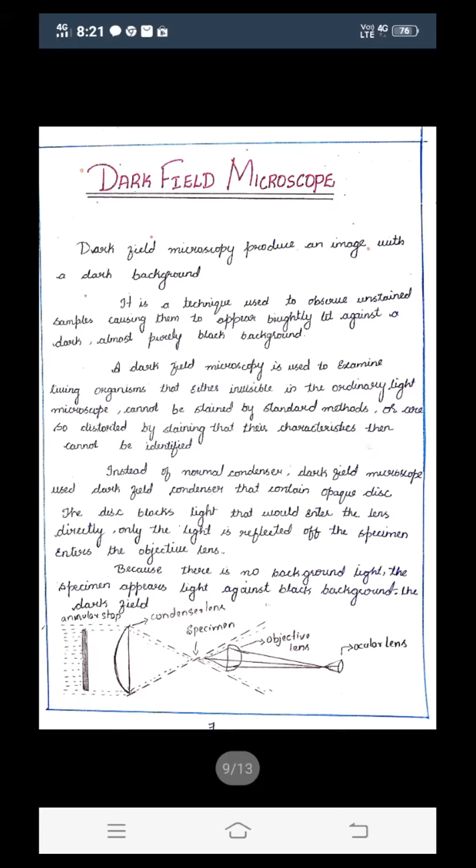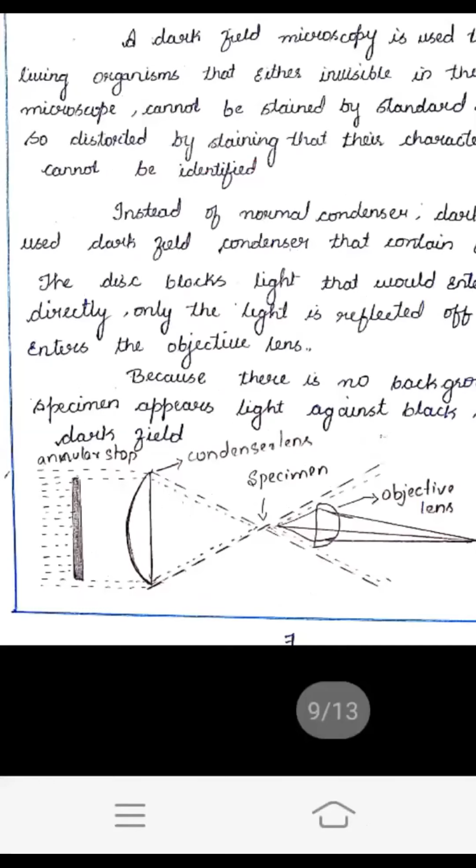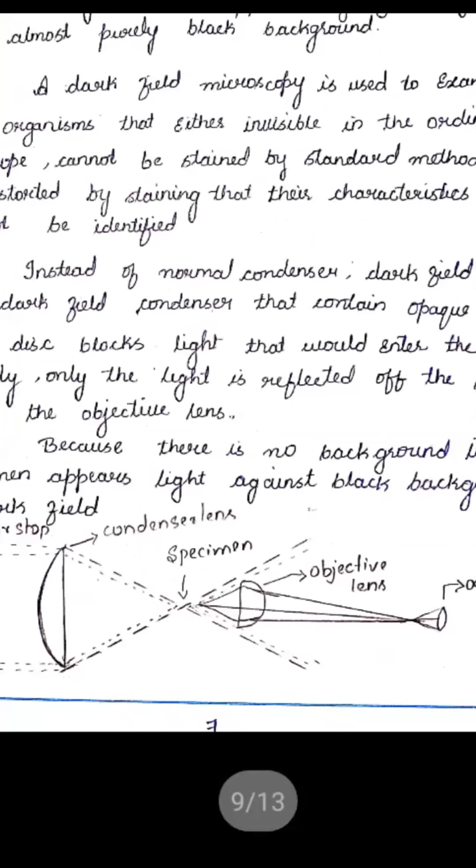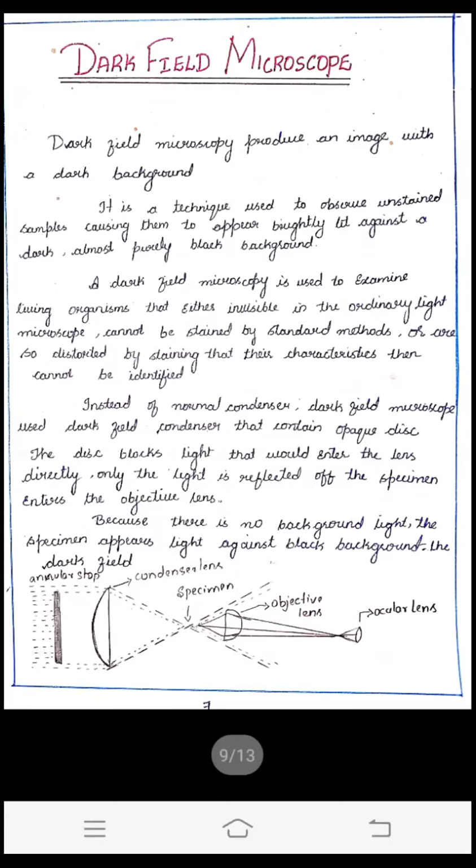Instead of a normal condenser, the dark field microscope uses a dark field condenser. Here is the diagram. The dark field condenser contains an opaque disk, where the disk blocks the light that could enter through the lens directly. Only the light reflected off the specimen enters.